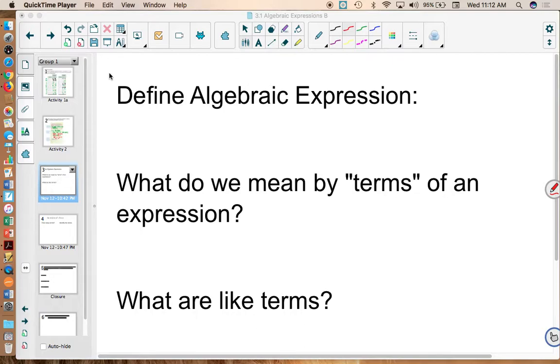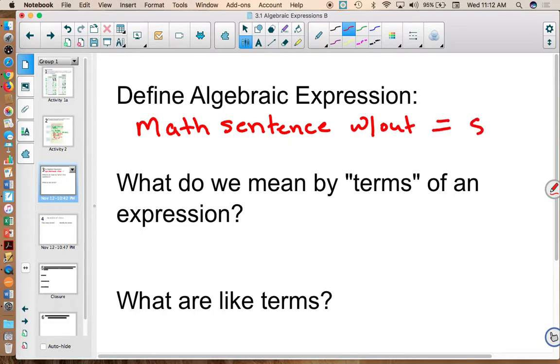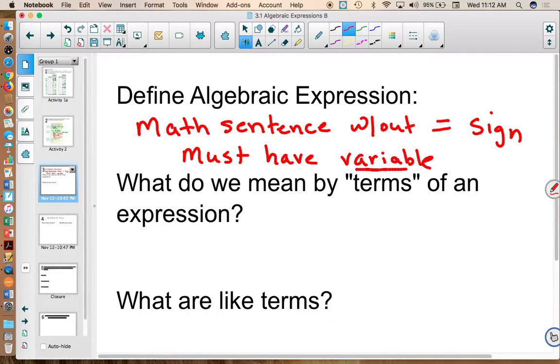Okay. It's a mathematical sentence. It's a math sentence without an equal sign, and it must have variables, at least one variable. Okay? It must have a variable.